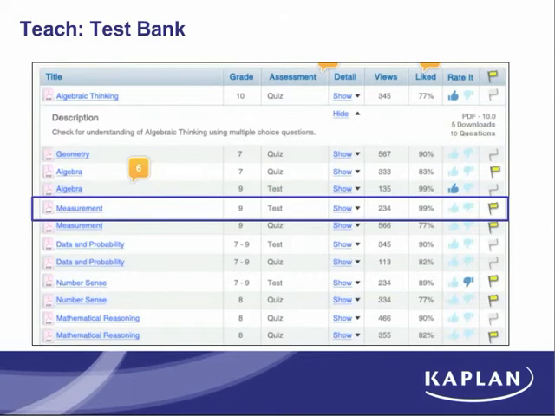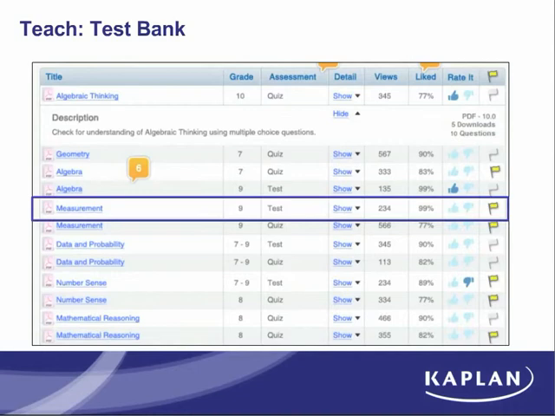Moving to the right, you can next see that this is a grade 9 assessment. Some assessments are grade level specific, like this one, while others test a range of skills, such as 7th through 9th grade. Moving to the right again, you can see whether this is a test or a quiz. As with Lesson Bank, the next 2 columns give you a sense of what your colleagues thought of the assessment. The first column, Views, shows you how many people have viewed the test or quiz overall, and the next column, Like, shows the percentage of those views who liked the assessment.